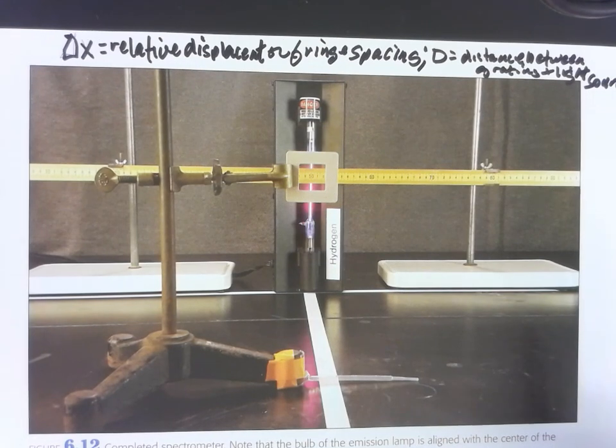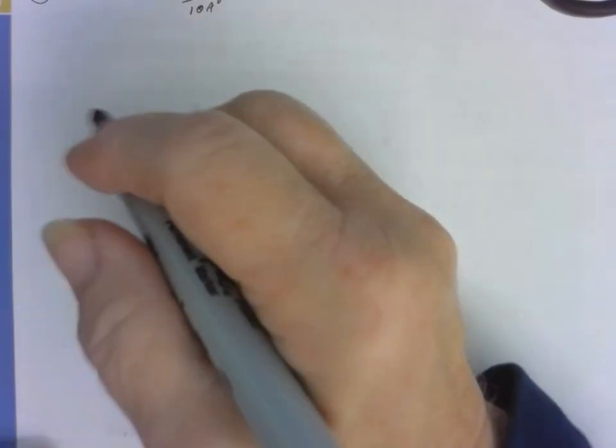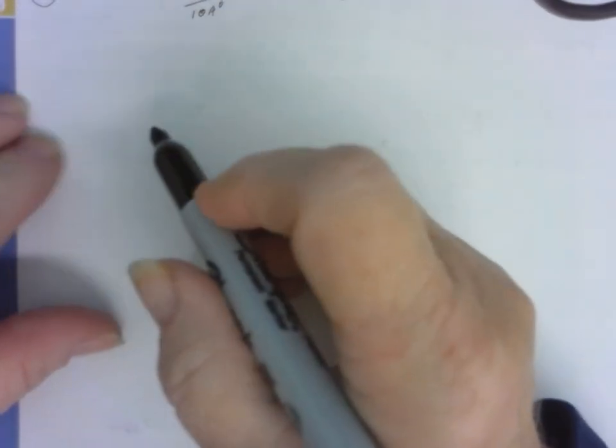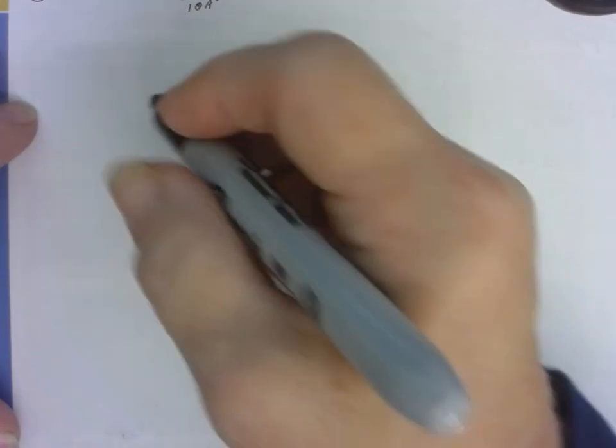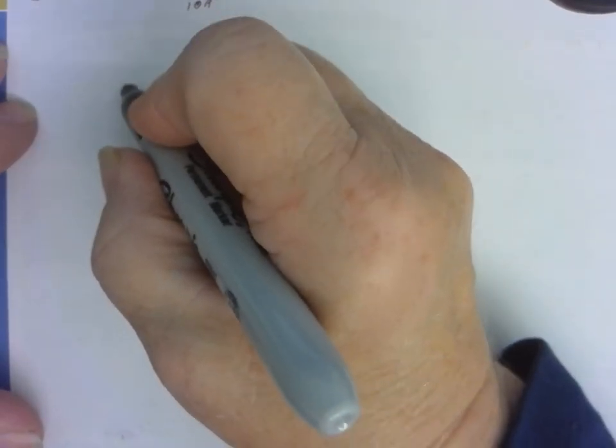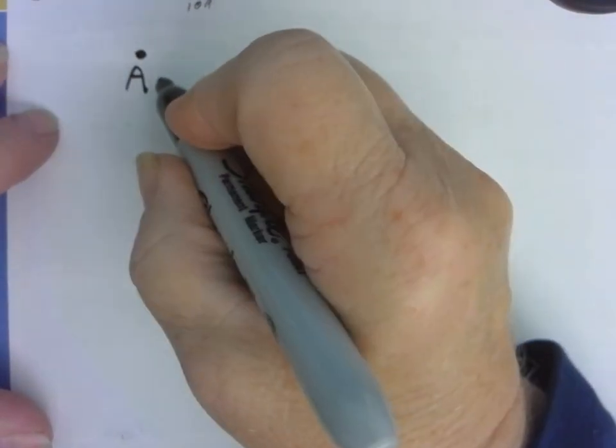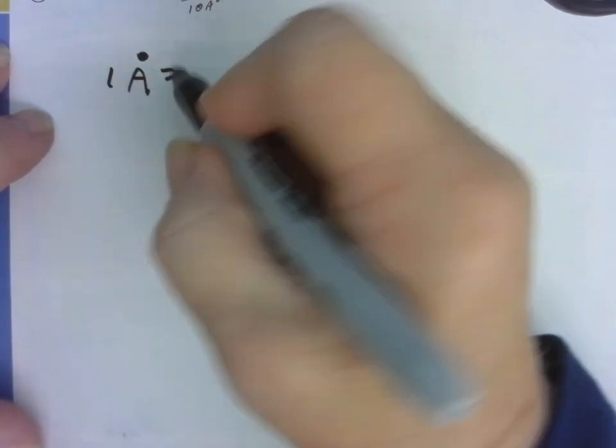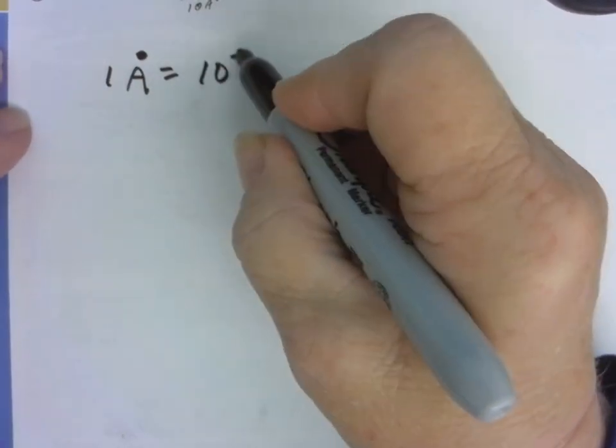Now we need to think about some conversion factors that we're going to be using. Light is often given to us in wavelengths in the nanometer range, or it could be the angstrom range. One of your problems has you look at it in the angstrom range. So 1 angstrom equals 10 to the negative 10 meters.